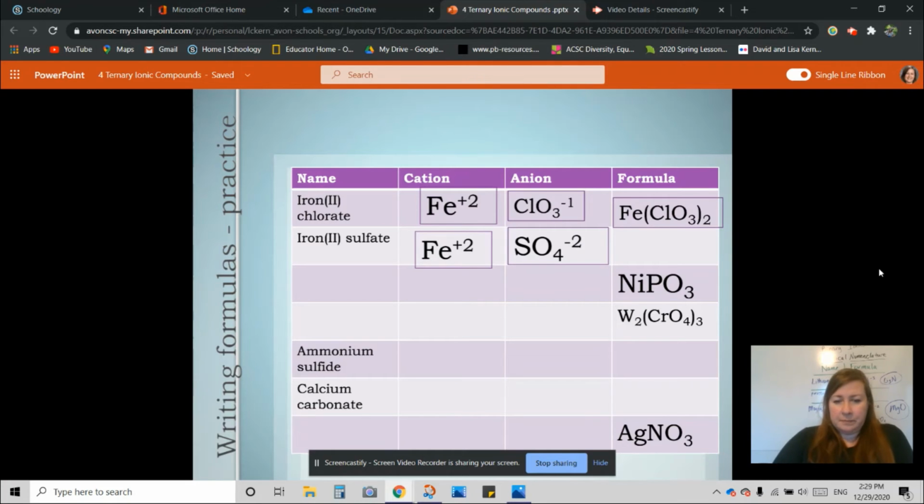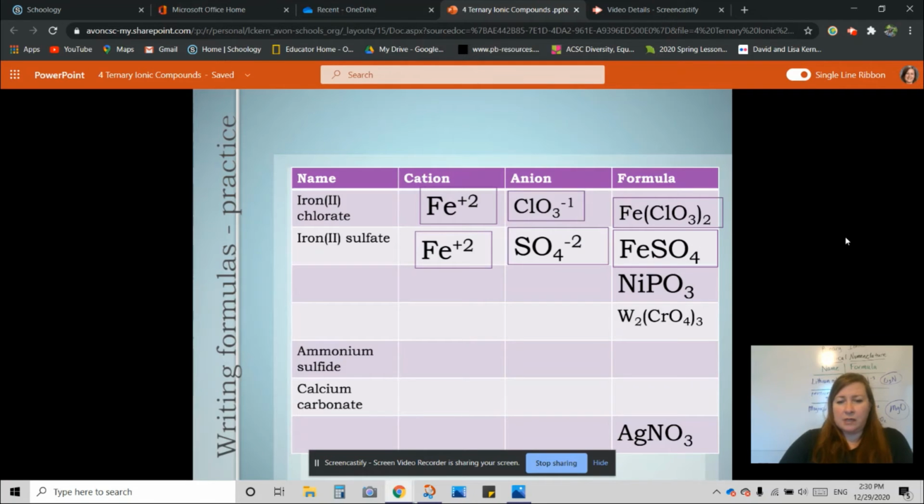SO4 -2. So here we have a +2 and a -2, and they would directly cancel each other out. So we're not going to need any subscripts except for the 4 in the sulfate ion, which has to stay. So we'll have FeSO4. In our next one, we're going from the formula to the name.